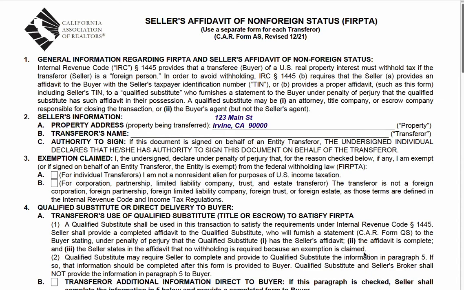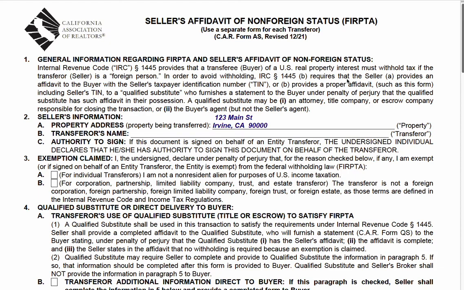In this video, I will explain the purpose of the FIRPTA form and how you can easily prepare this form to meet any broker checklist requirement for paperwork. For some reason, agents do not like this form, but it's actually really easy and very important, so I'll explain. FIRPTA stands for Foreign Investment in Real Property Tax Act.